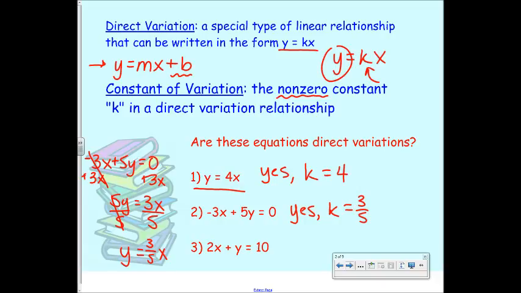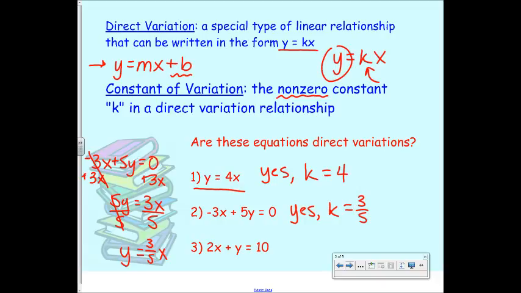Angel, go ahead. What if it has an intercept? Would it be direct variation? No, like if it has a b? No. So if there's anything added to it, it's not going to be direct variation. So let's take a look at number 3. And that might answer your question.